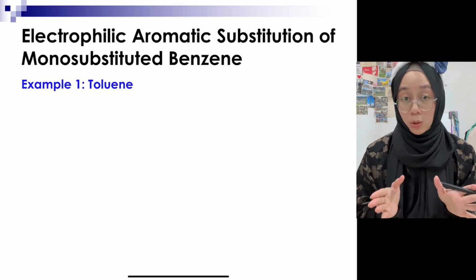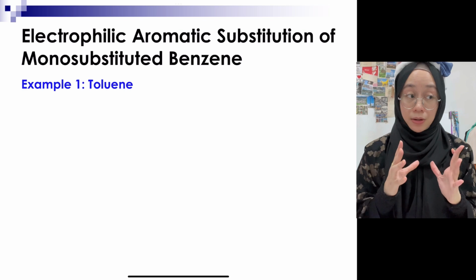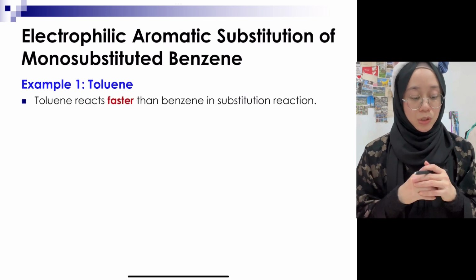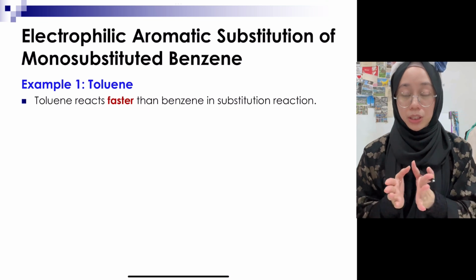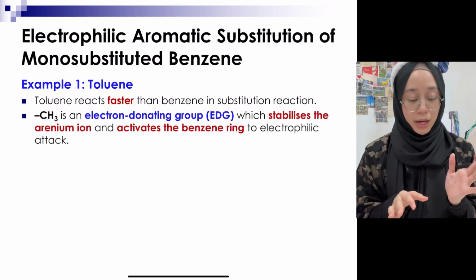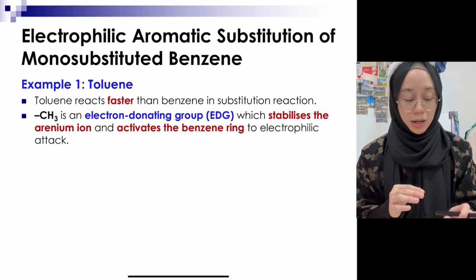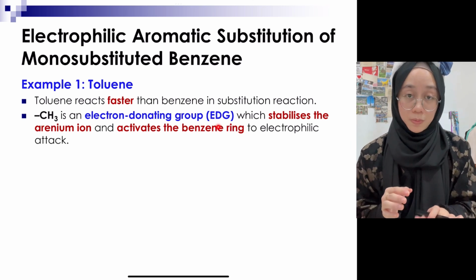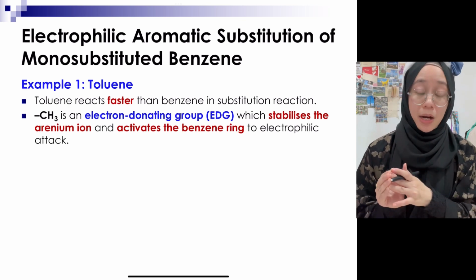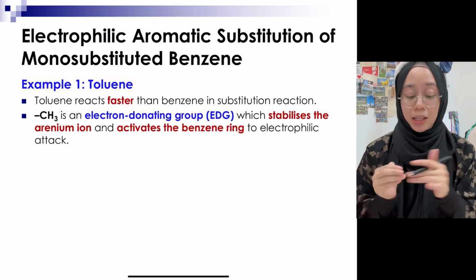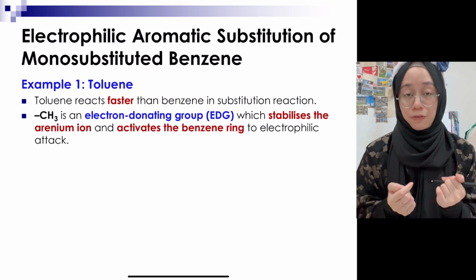So let's say we have a toluene. Okay, toluene meaning the benzene ring with a methyl group kan. So toluene dia akan react faster than benzene dalam substitution reaction. Okay, so why? This is because CH3 it is an electron donating group, so EDG. So apa EDG ni buat adalah dia akan stabilizekan the arenium ion and at the same time dia akan activates the benzene ring to the electrophilic attack.